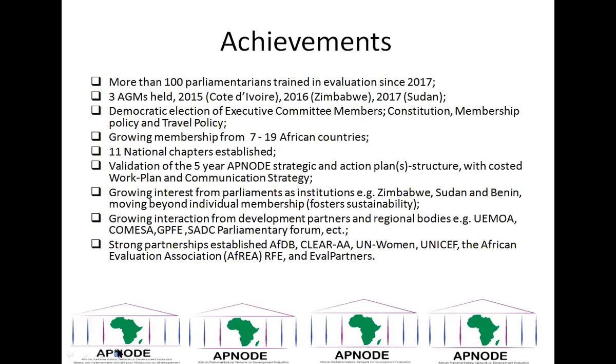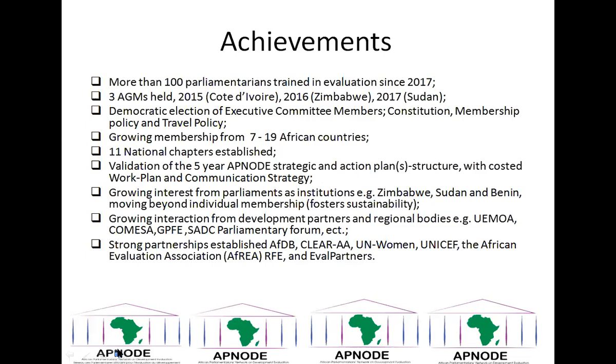So we can see AFNOD alone has been able to hold 3 annual general meetings. As I mentioned earlier, formal parliamentary networks do have AGMs, the annual meeting where all the members come together to share information, to share and transfer knowledge, to learn and to build their capacity.